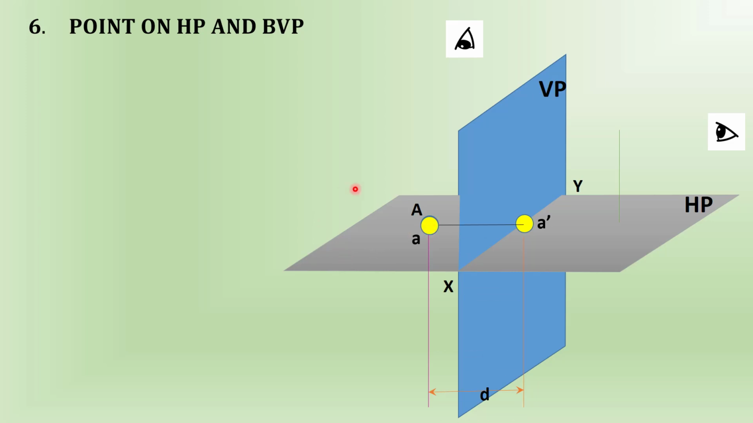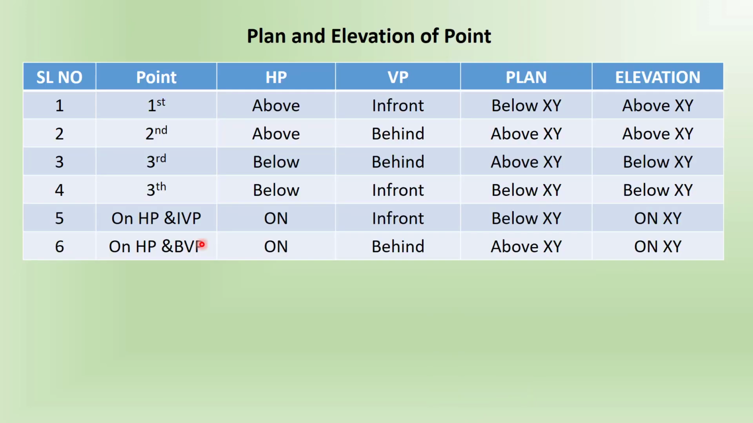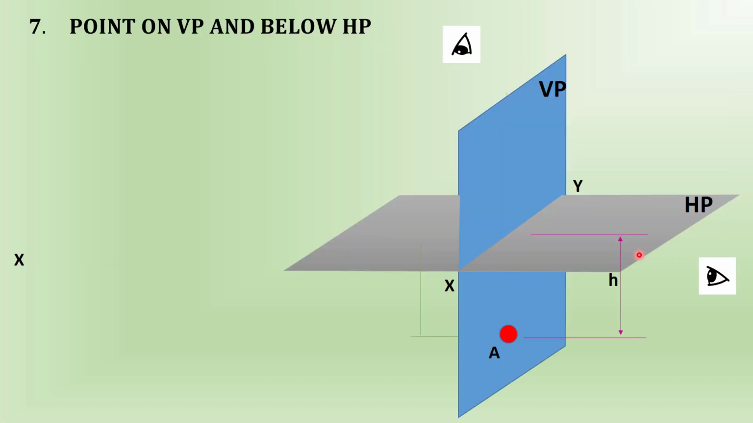Now we need to rotate the horizontal plane through 90 degrees. So the plan point appears to lie above the XY line. So when you draw the orthographic projection, you will get A dash on the XY line and the plan above the XY line at a distance of d from the reference line. So when the point is on HP and behind VP, the plan will be obtained above the XY line and the elevation will be on the XY line.